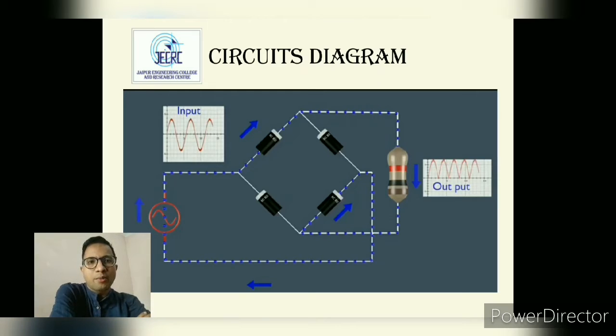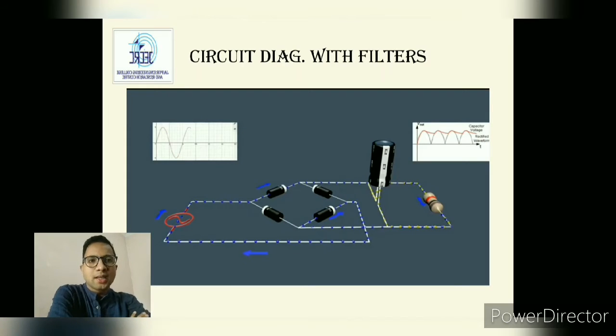This is the circuit diagram of a bridge rectifier. In this diagram, we are using 4 diodes. They are connected in such a way that the negative terminals of 2 diodes are connected to each other and the positive terminals of the other 2 diodes are connected to each other. The common terminals of positive and negative are connected with the load resistor and the other 2 terminals are connected with the power supply. This is the circuit diagram with filter circuit. In this diagram, we are using a capacitor as a filter element.